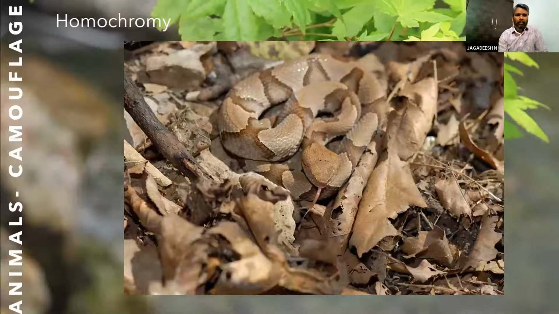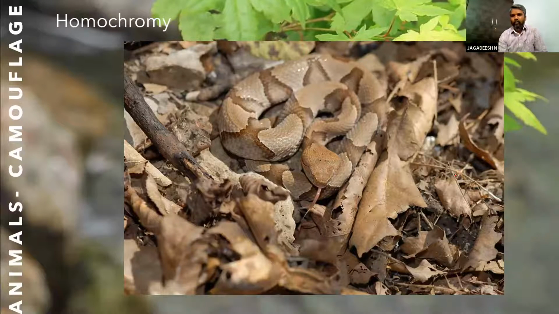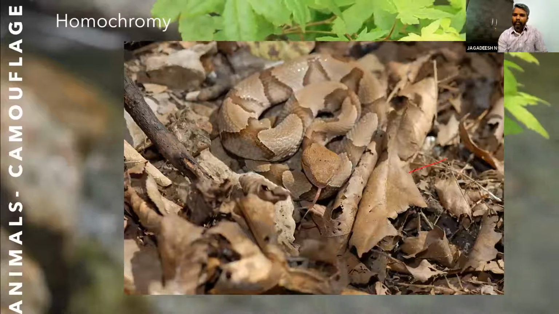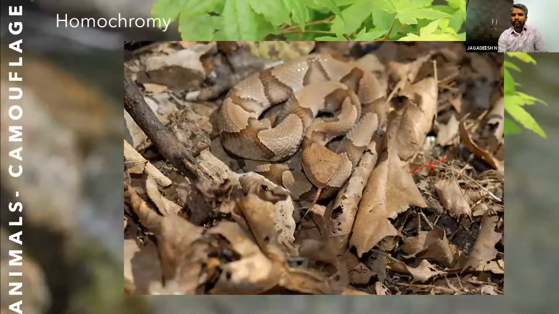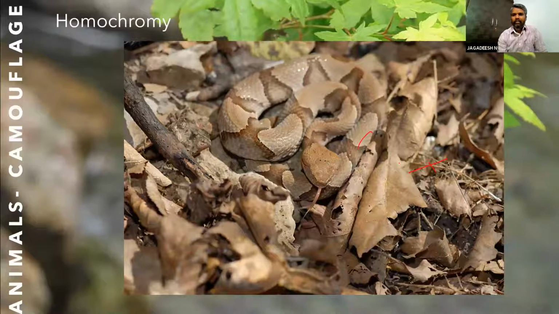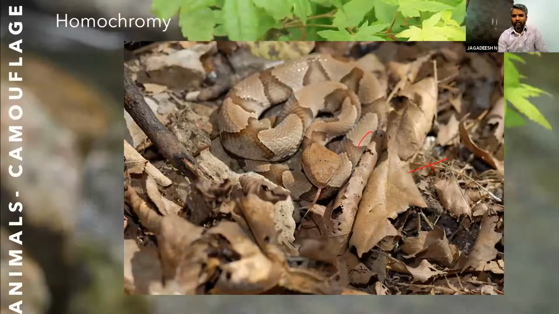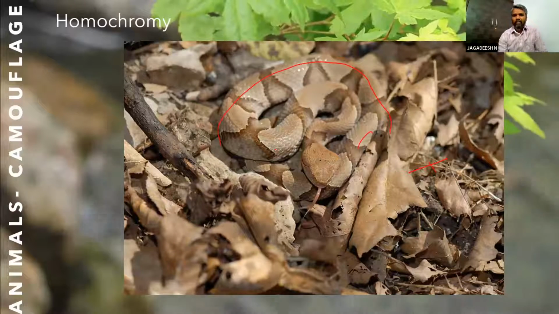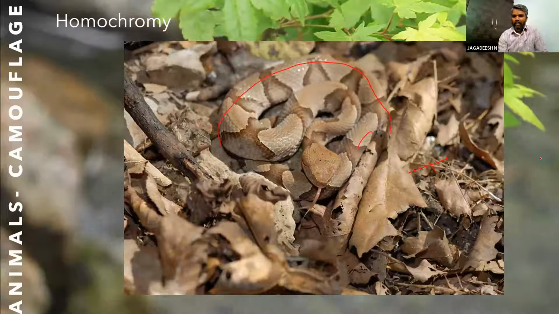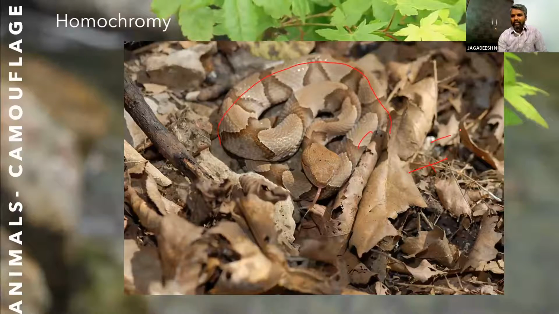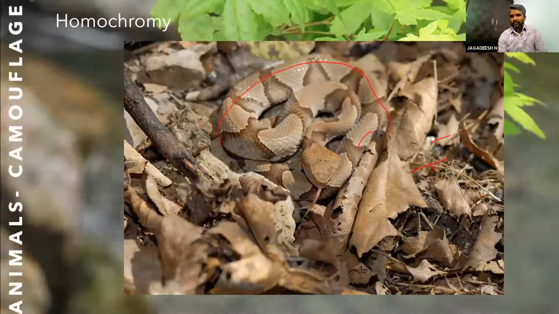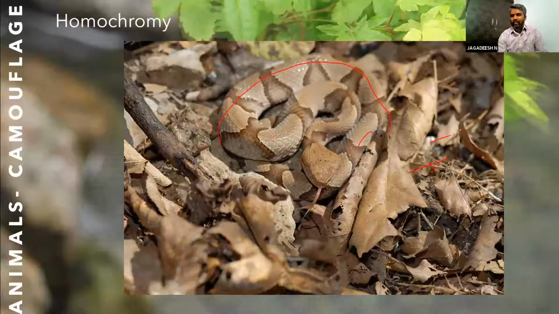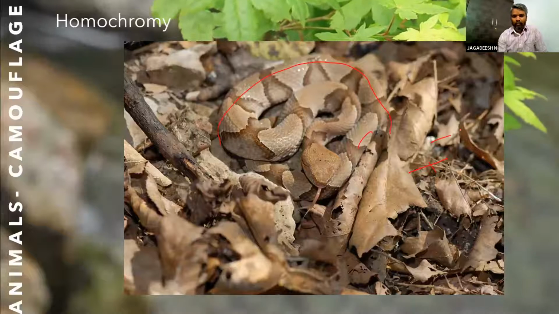One form of camouflaging is homochromy. Homochromy is that form of camouflage where the backdrop colorization is adopted by the animals living in that environment. So look at the snake's body color, it is exactly like the backdrop, where the dried up leaves and twigs are present. So this is one form of aggressive camouflage or defensive camouflage.